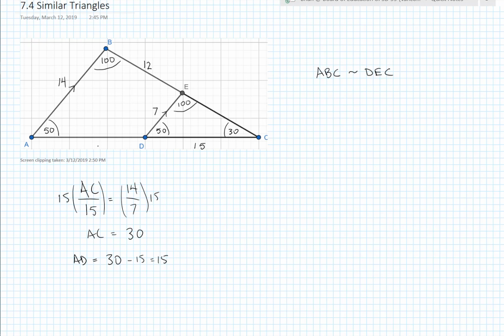So AD is actually a length of 15, and we can write that in. So we can do something similar to find CE. And here's where we've got to be really careful, because CE is definitely part of a triangle. It's part of the smaller triangle.